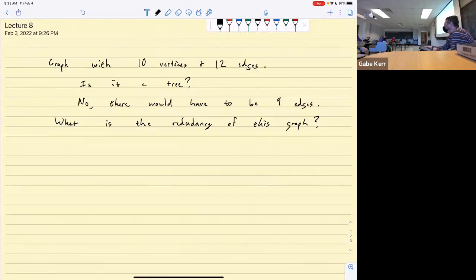Okay, well, the way you phrase that, you have to be a little careful, but there's a parentheses in that equation. So it'd be 12 minus quantity 10 minus 1. Was it 3? 3. There we go. Very good. And then yes, this will equal 3. This is the redundancy.